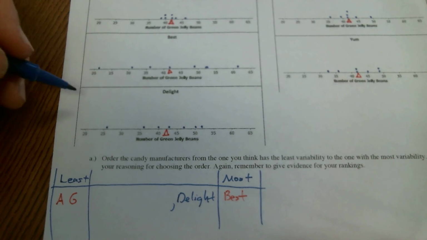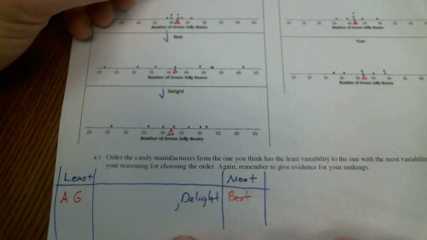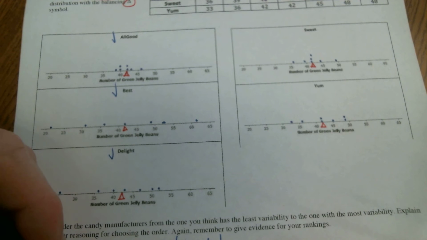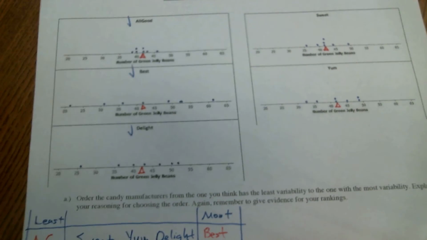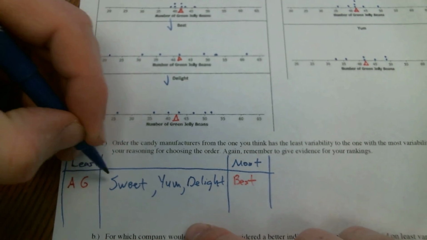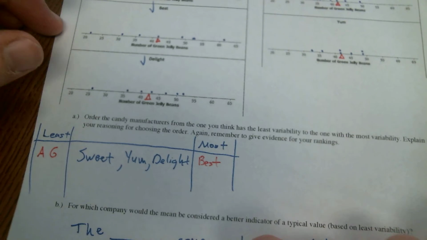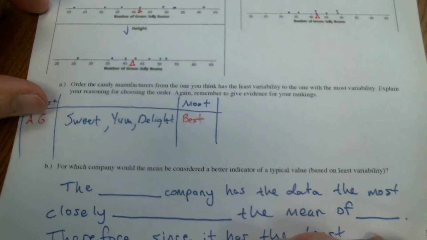Let's keep going. So we've taken care of this one, and this one, and this one. And then probably Yum would come next. And then Sweet is just a little bit more variable than All Good. So this is our order, going from least to most variable, and variable can mean spread out. So least variability means not very spread out.